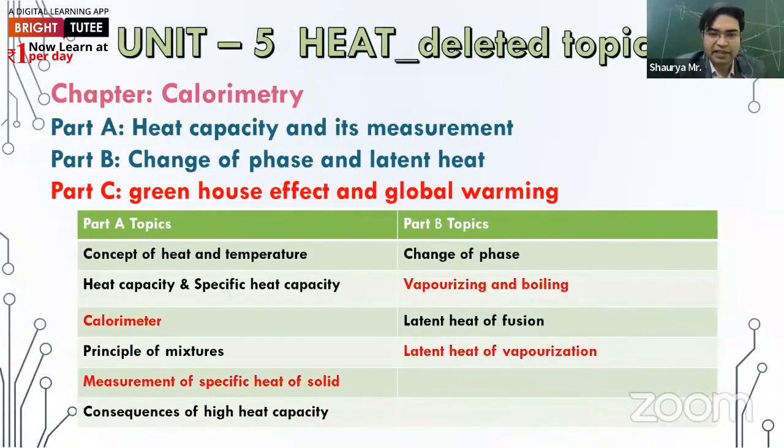Now, again, in this, there are things which are omitted. We should take clear note. The calorimeter as an instrument, its description, has been removed. Then the measurement of specific heat of a solid as an experiment, how it is done, has been removed. As in part B, the vaporizing and boiling topic. And importantly, the latent heat of vaporization has been removed. So even in numericals, we can specifically expect heat. Obviously, it will either be from solid to liquid or liquid to solid state, which will only include latent heat of fusion since vaporization has been removed.